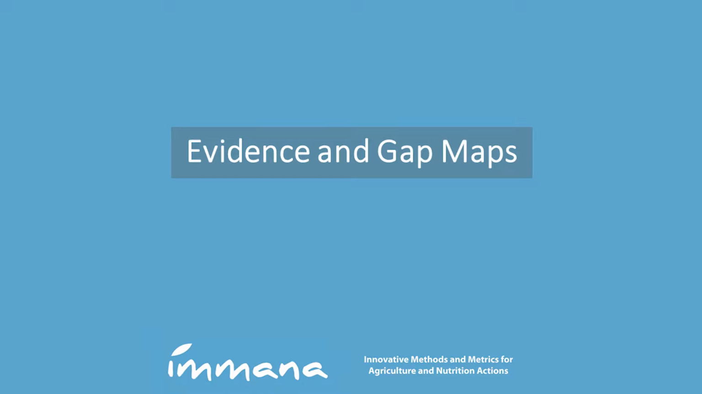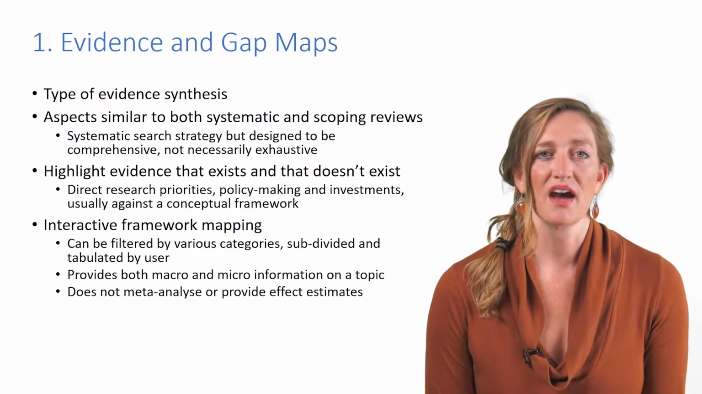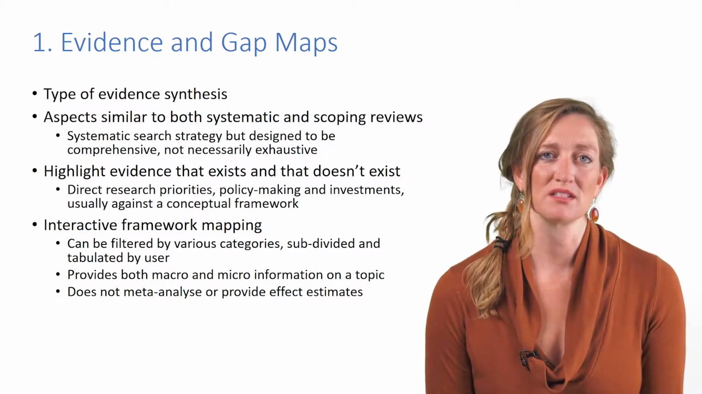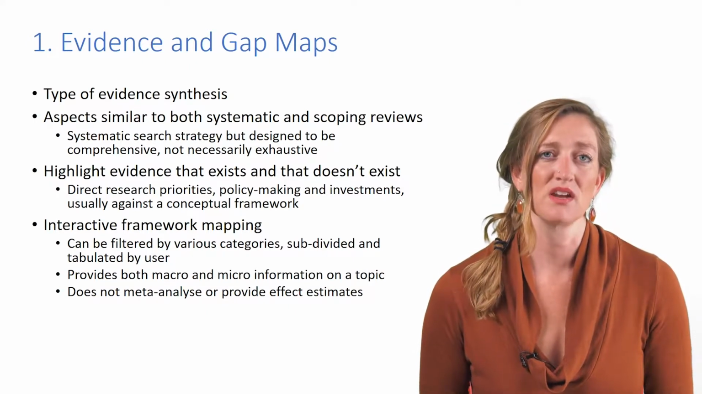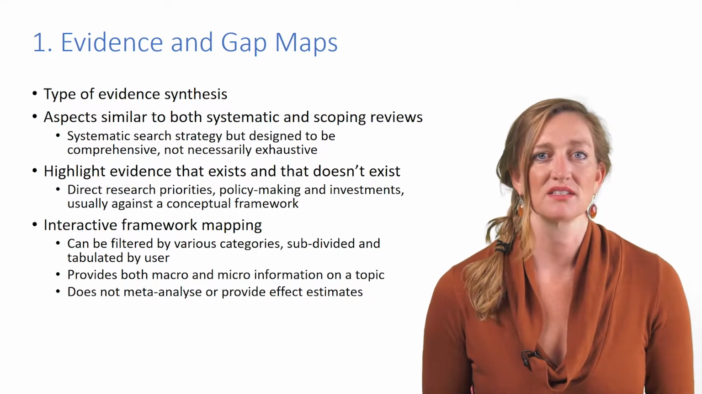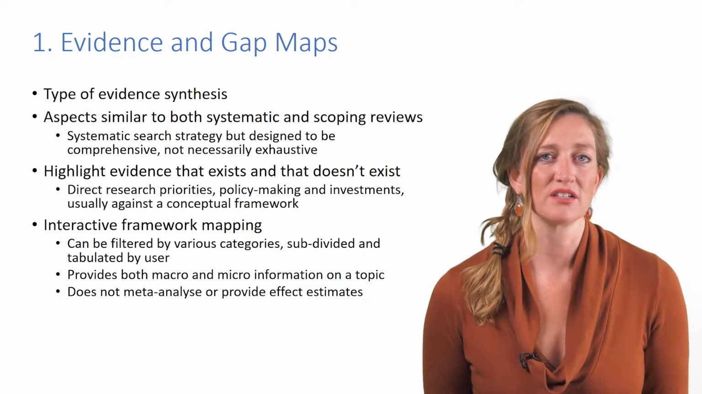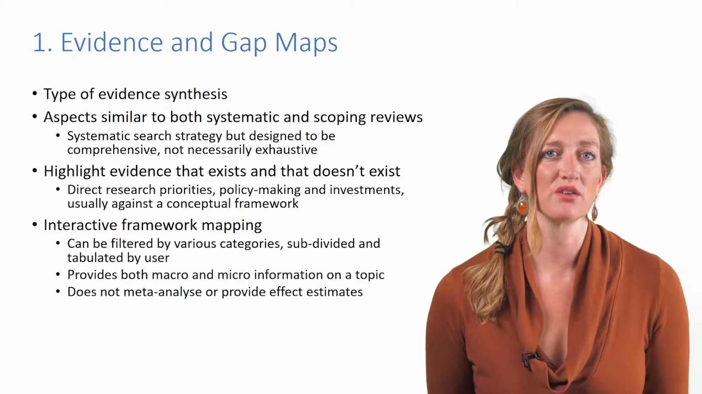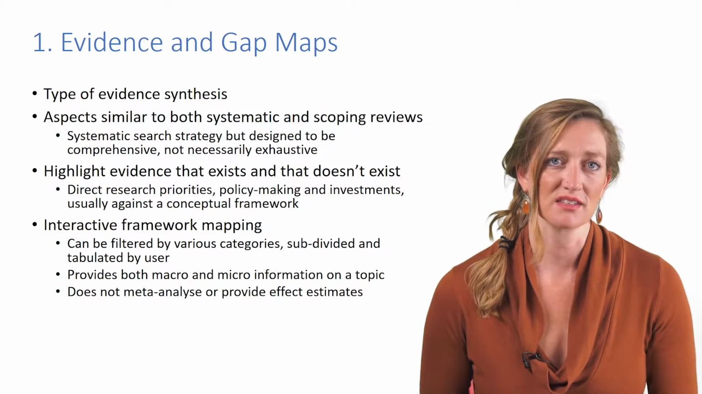So I'm going to just very briefly describe what an evidence and gap map is. It's a type of evidence synthesis, and it shares aspects of both scoping and systematic reviews. So it's not necessarily exhaustive, but it is designed to be comprehensive, and it's built around a systematic search strategy. It's going to highlight evidence that exists and that doesn't exist. It's not going to allow you to do a meta-analysis or provide effect estimates or even tell you which items are good or bad or useful or not useful. It just will tell you what different tools, metrics, and methods exist in this space.